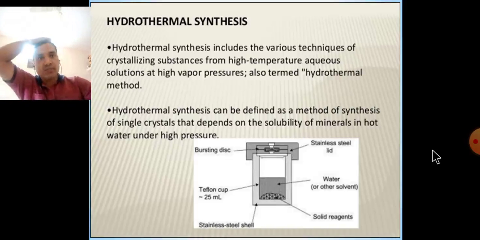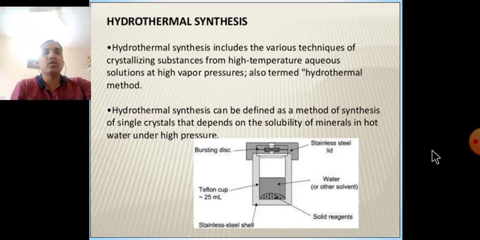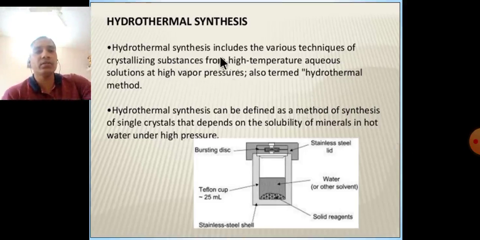Hydrothermal method. In this method, mainly water is used as the solvent, and similarly, when an organic solvent is used instead of water, it is called solvothermal. Solvothermal means an organic solvent is used in this reaction. Hydrothermal synthesis includes the various techniques of crystallizing substances from high temperature aqueous solutions at high vapor pressure, also termed the hydrothermal method.